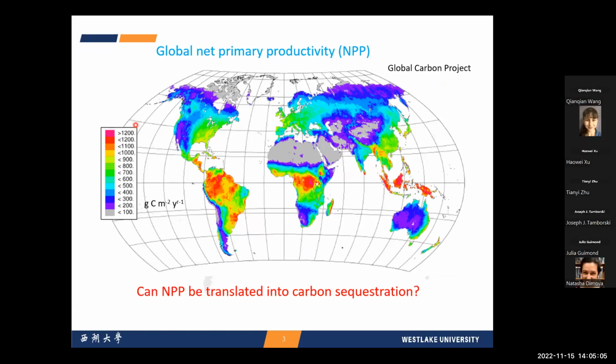As we know, the plants can fix large amounts of the atmospheric CO2 through photosynthesis and release CO2 through respiration. So the net primary productivity is the difference between the photosynthesis and the respiration. Now we can think about a question: can net primary productivity be translated into carbon sequestration? The answer is yes.